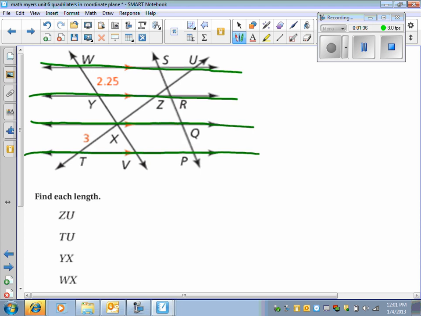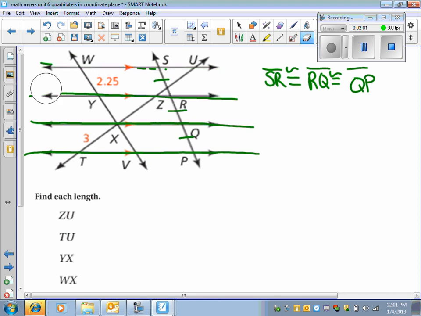So I'm going to have to write something up in this. And I am going to write that segment SR is congruent to segment RS, which is congruent to segment QP. So I have my congruent parts. Let me go ahead and mark that. Okay. So now the theorem states that if I have parallel lines and they're sectioned off by congruent segments, then when I look at other transversals, all the segments on that transversal should be congruent.